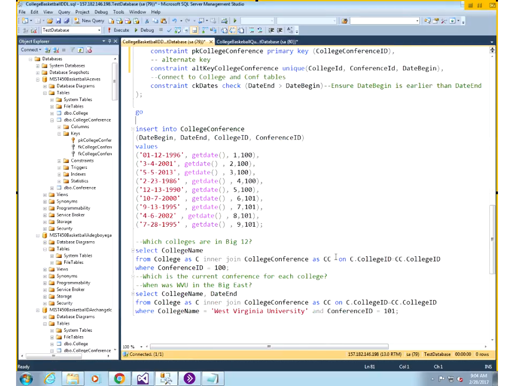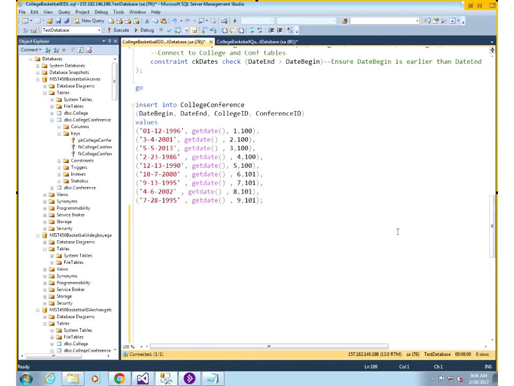The other thing he has done, when he's inserted into the college conference, is he has said begin date, end date, college ID. He's using a built-in method. What does this getdate do? It gets the current date.